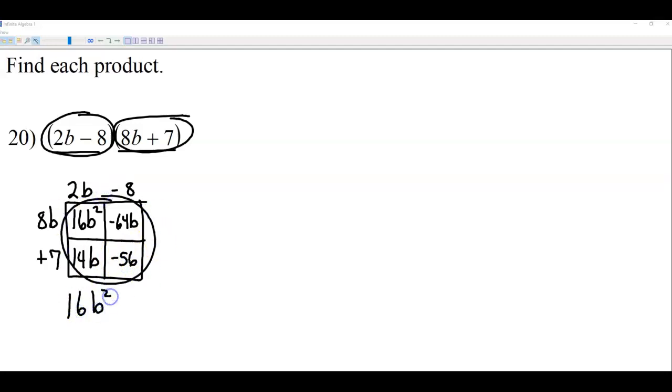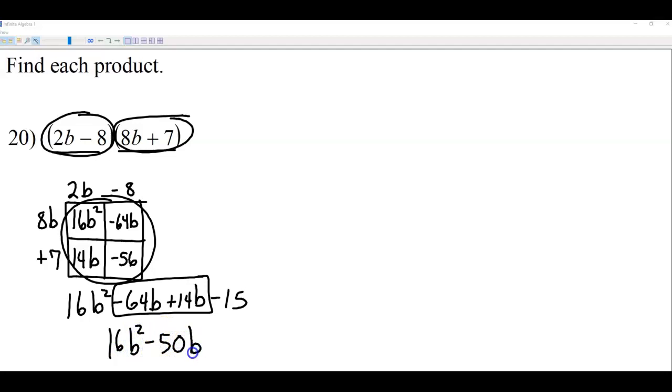So I'm going to take them out right now and write them in order from highest power to lowest power. But a lot of times when you have these boxes, you're going to have some like terms. So these are like terms here. The negative 64 and the positive 14 can be combined. And if we put those together, we're going to get negative 50b. And that's our final answer there.